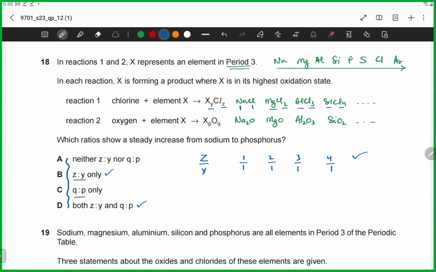What about Q ratio P? अब Q कौन सा है? This is Q and this is P. तो ये क्या हो गया? 1 by 2. ये क्या हो गया? 1 by 1. This is 3 by 2. This is 2 by 1. ये भी increase नहीं कर रहा. I think it is increasing. Yeah. तो it's going to be D. Okay. तो ये clear है? This one.